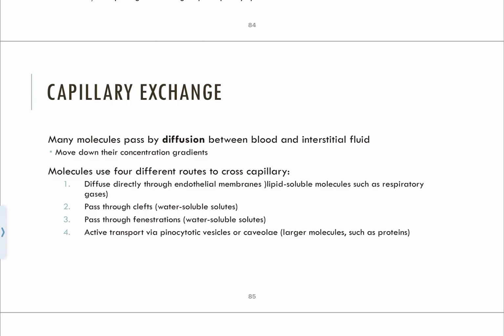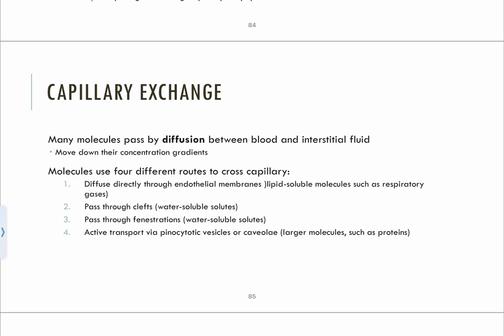So things that can do this would be lipid-soluble molecules, such as respiratory gases. They can pass through clefts. So these would be things like water-soluble solutes, so things like sugars and amino acids. They can also pass through fenestrations, and these are the same type of solutes that can pass through the clefts. So water-soluble solutes as well, so sugars and amino acids.